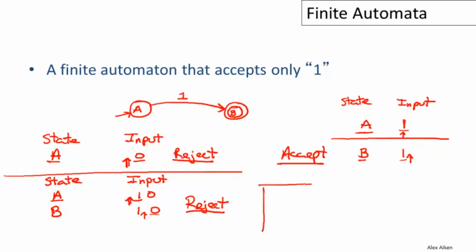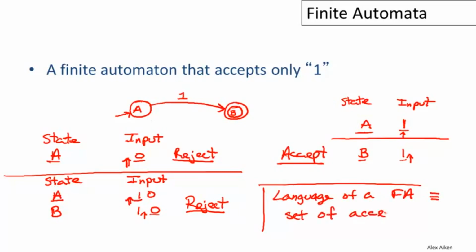And in general, we could talk about the language of a finite automaton, that is equal to the set of accepted strings. Okay, so when I talk about the language of a finite automaton, I mean the set of strings that the automaton accepts.